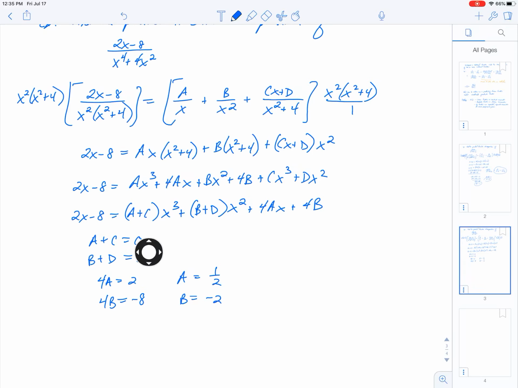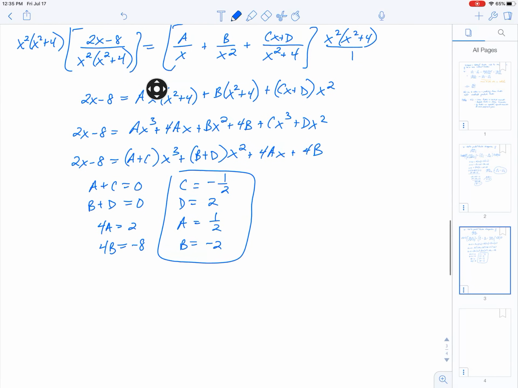And I can use those values to find my c and my d, because I see that c is negative of a. So c must be negative 1/2. And then d is negative of b. So d is equal to positive 2. So these are my constants. And I'm going to take those and plug them in here, because that is my decomposition. So my answer is a, so it's 1/2, 1 over x.